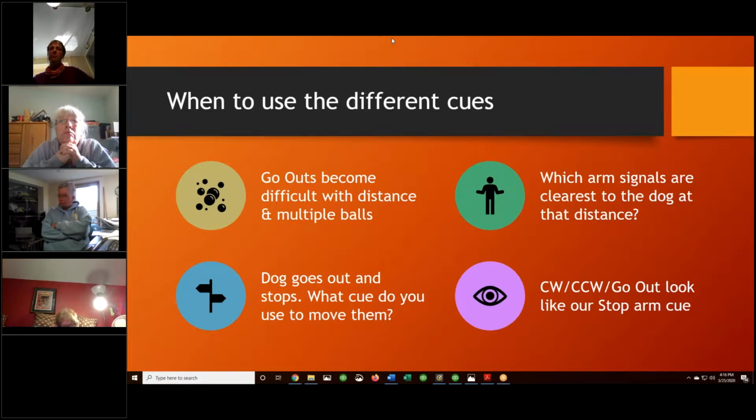I like that. For me, I think if I moved them sideways and there was a ball out there too that was a little forward, if I'm just moving them sideways first, they're going to cue into the ball that's closest. Exactly. So I would confuse them more than sending them back first.